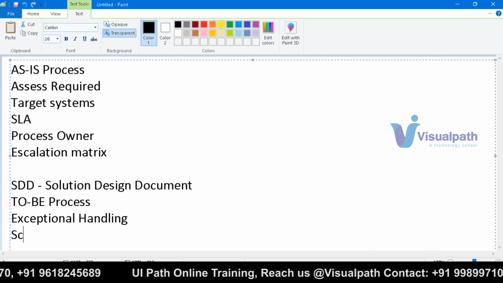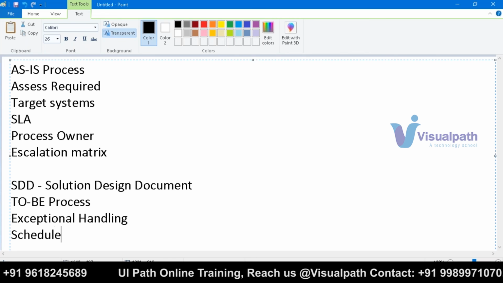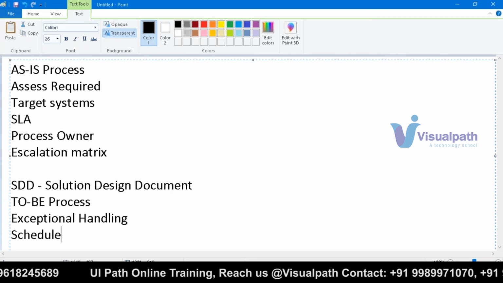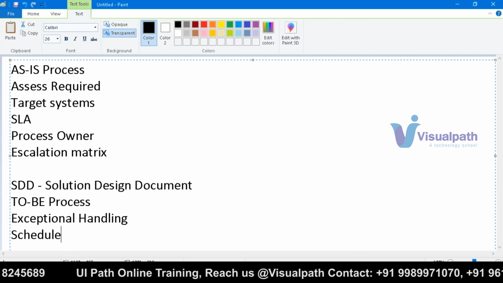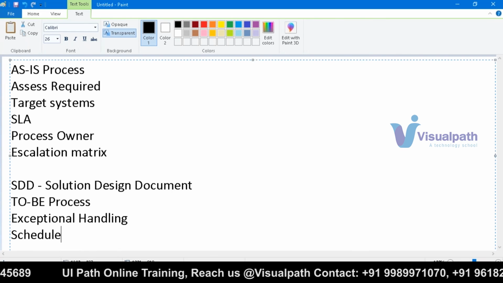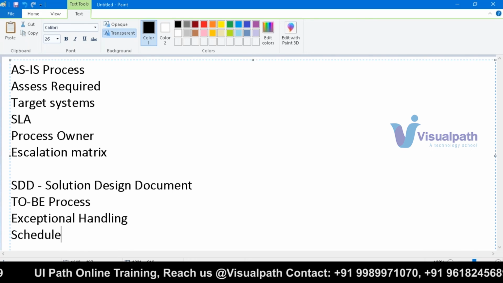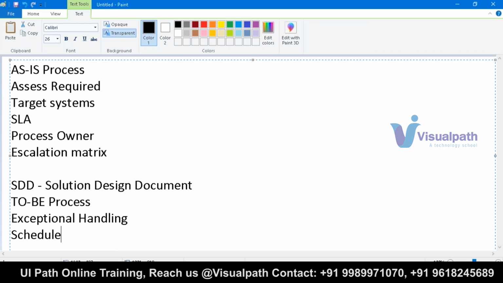You also need to specify the scheduling, how you are planning to schedule. What is the schedule frequency of your process? I said right, once you automate your code, you need to go to Orchestrator and start scheduling it. You want to run it daily, you want to run it weekly, you want to keep it ongoing 24/7. How are you planning to schedule that?